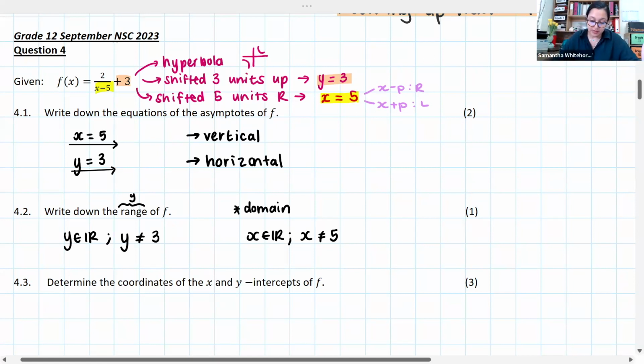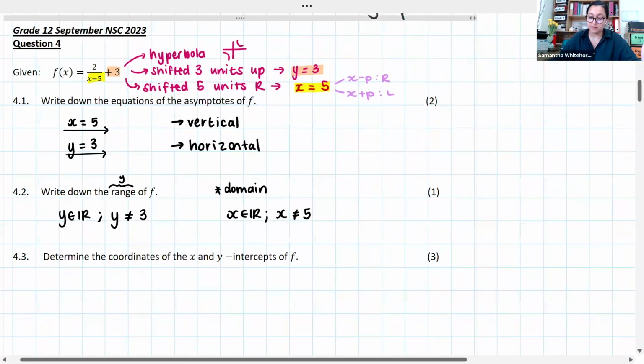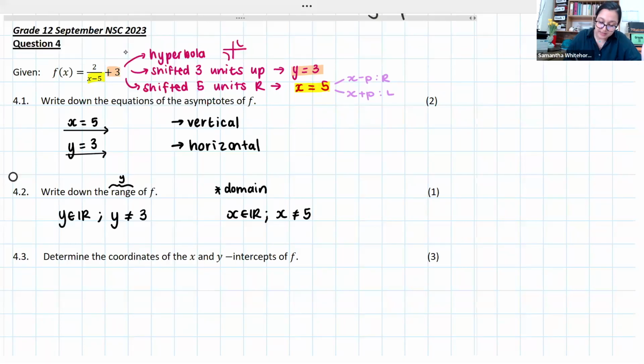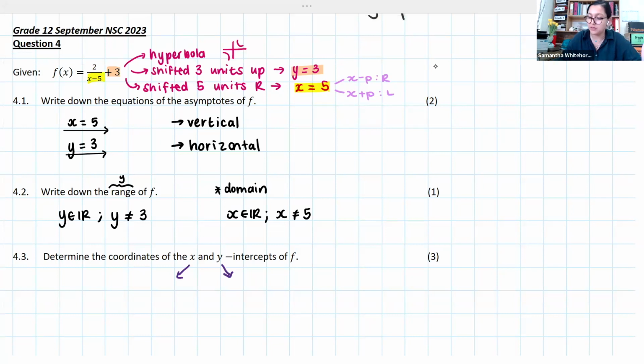Okay, 4.3 is asking us to determine the coordinates of the x and y intercepts. Now, we've been doing this for a while, so does someone want to raise their hand, or does someone want to unmute themselves and tell me how we find an x-intercept and how we find a y-intercept? What do we do to go find those pieces of information? How do I find the x-intercept? How do I find the y-intercept?